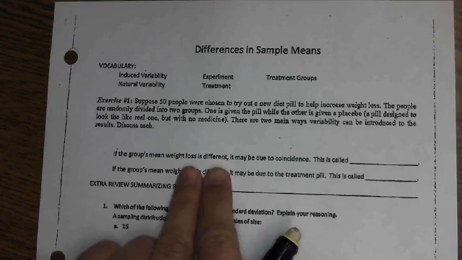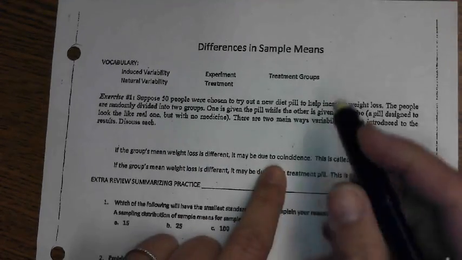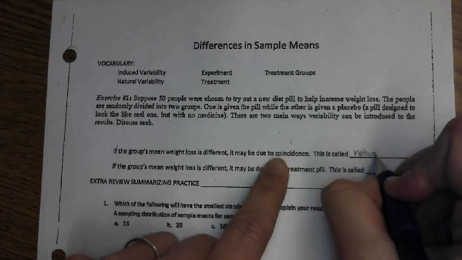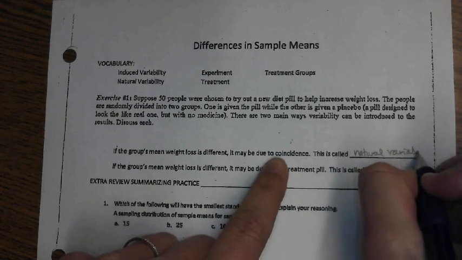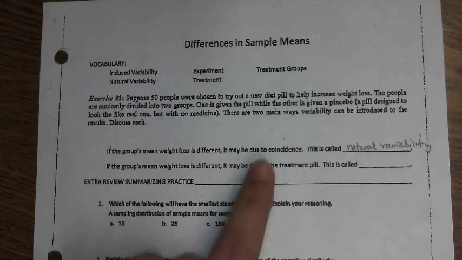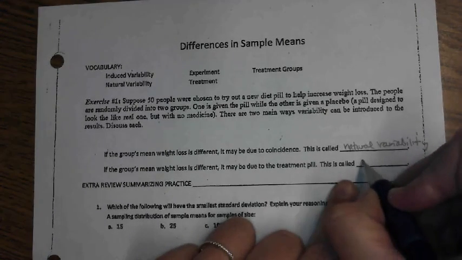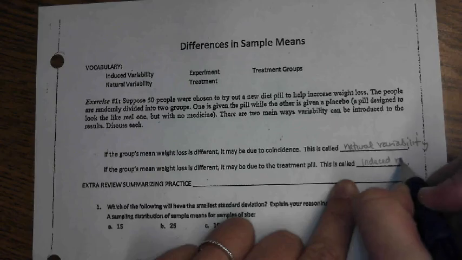If the group's average weight loss is different, if it's due to coincidence, this is called natural variability. And we've seen these vocab words actually on day 1 of stats. But if the weight loss is different, it might also be due to the treatment, and that's the induced variability.